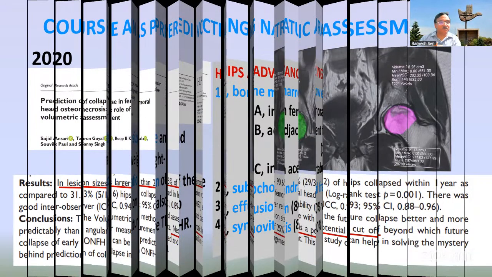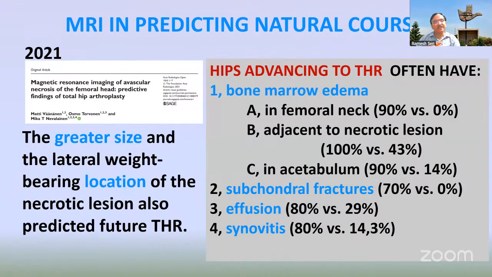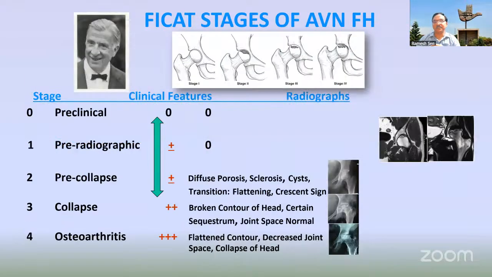This paper a few years back showed the same thing: greater size and lateral weight-bearing location. Now it's talking about two things which are likely to be prognostic factors. And they further described the prognostic factors. One is edema, and where it is. Then there is the subchondral fracture, whether there is effusion, or synovitis. If these things are there, we have higher chances of eventually shifting to THR.